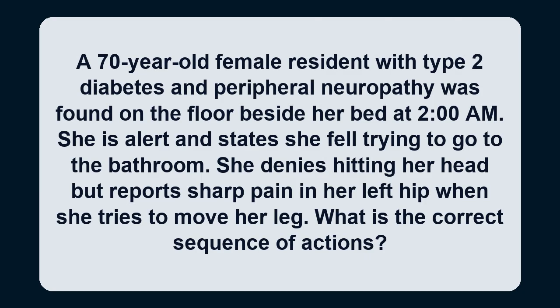Question 1. A 70-year-old female resident with type 2 diabetes and peripheral neuropathy was found on the floor beside her bed at 2 a.m. She is alert and states she fell trying to go to the bathroom. She denies hitting her head but reports sharp pain in her left hip when she tries to move her leg. What is the correct sequence of actions?